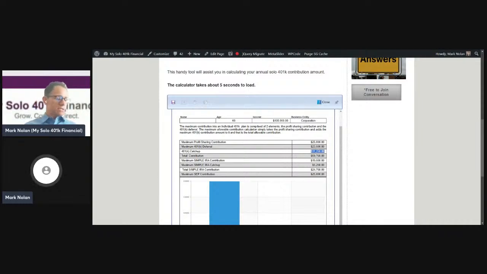So if we add those amounts together, we end up with what? 25,000 plus 23,500 plus 11,250 in catch-up. That's a total of $59,750 in Roth solo 401k contributions for tax year 2025, consisting of $25,000 employer Roth solo 401k funds, $23,500 in employee Roth solo 401k contributions, and $11,250 in employee Roth solo 401k catch-up contributions.